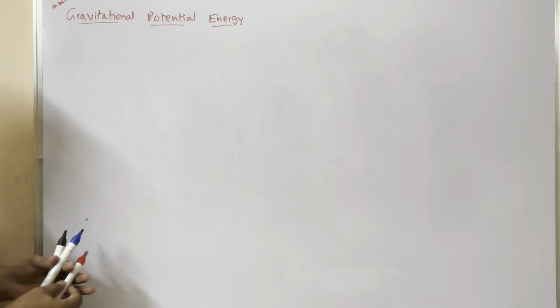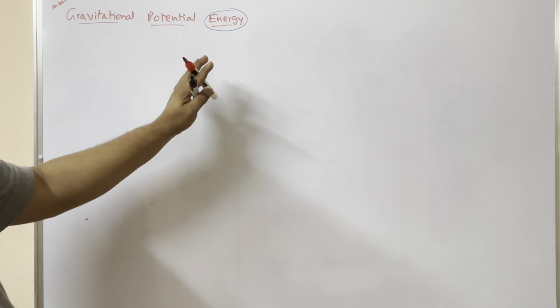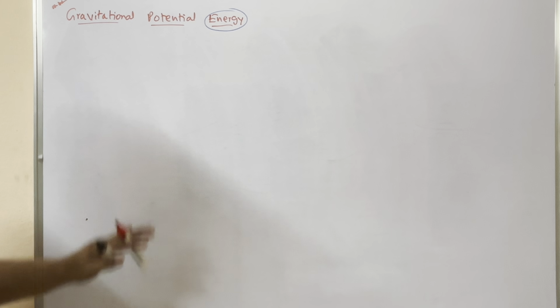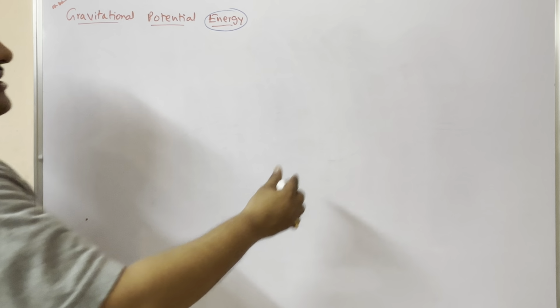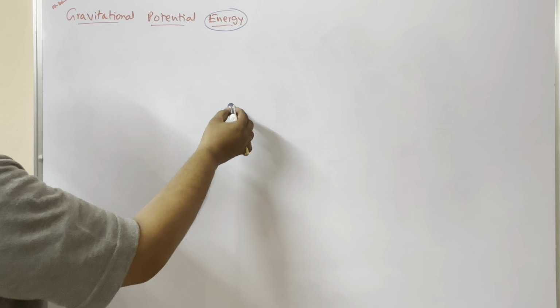So, gravitational potential energy. Every energy, as we have said so many times, we will derive from work done. The amount of work done, who will do it? Work done will always be done by a force. In work, energy, power we discussed, work done is equal to force into displacement. So, how we are going to do it here.